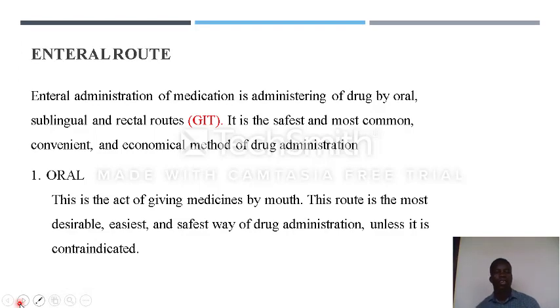Enteral route. The enteral administration of medication, as I said, is administering a drug by oral, sublingual, and rectal. Basically, the GIT. It is the safest and most common, convenient, and economical method of drug administration. That is the enteral. So, when you say oral, it is giving a drug through the mouth, as an example of enteral.